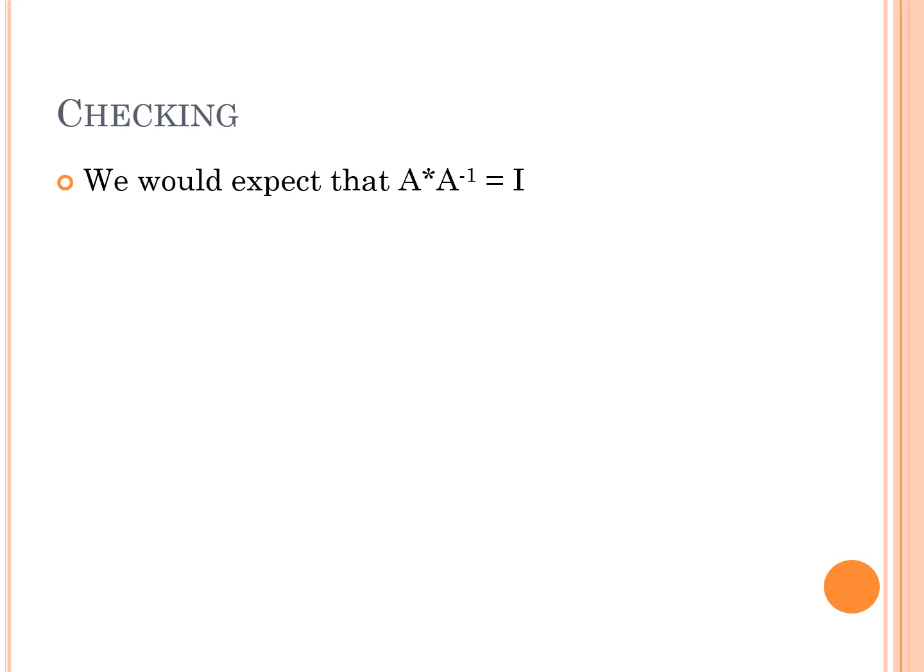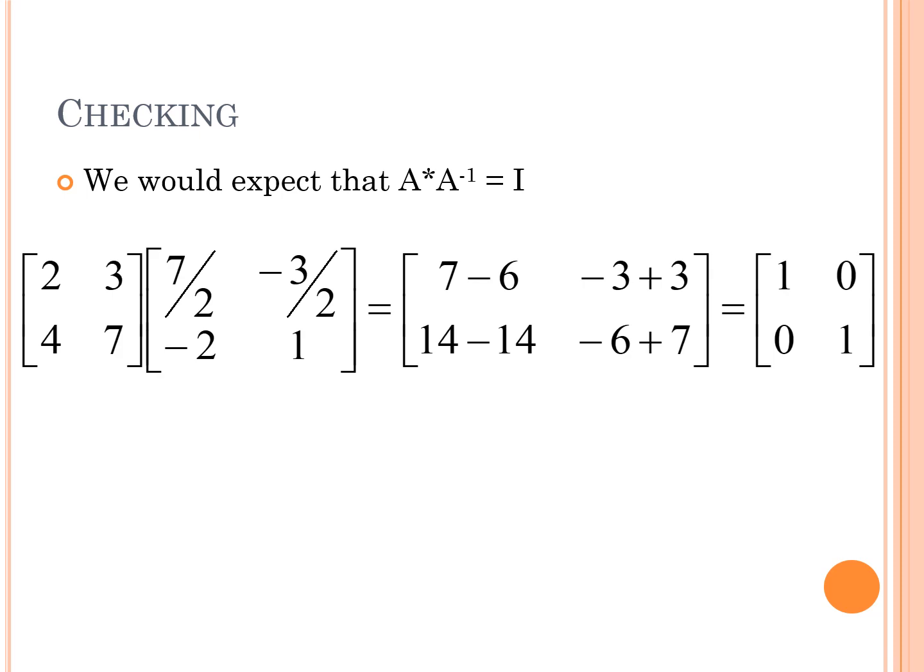And so here we can check our answer. We're going to expect that if we multiply matrix A times its inverse, we're going to get the identity matrix. So let's see what happens. We've got our first original matrix A times the inverse. And again, doing that matrix multiplication by hand that we've been looking at, you can see that you end up with the identity matrix.